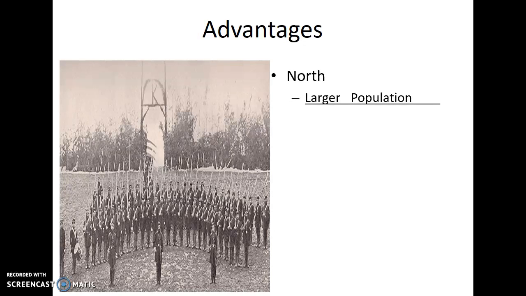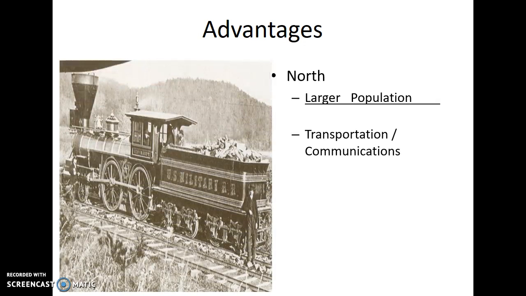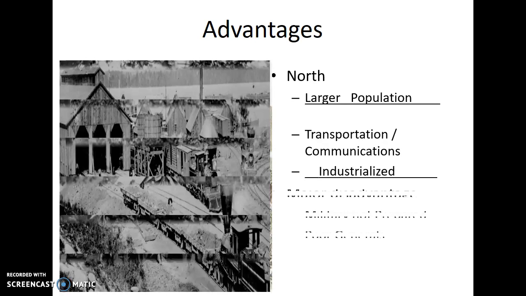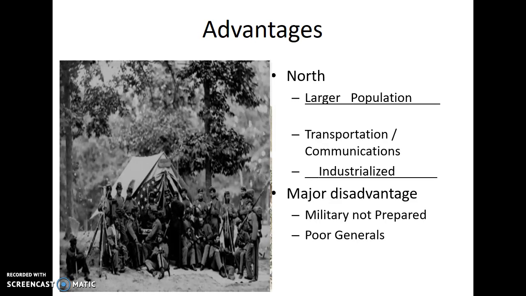So let's talk about the North first. Some of this should be somewhat of a review of what we know about the North. They had a larger population, just a sheer higher number of people. We know based on the Industrial Revolution, they had more trains and could transport goods and communicate information faster. We know that they were more industrialized.